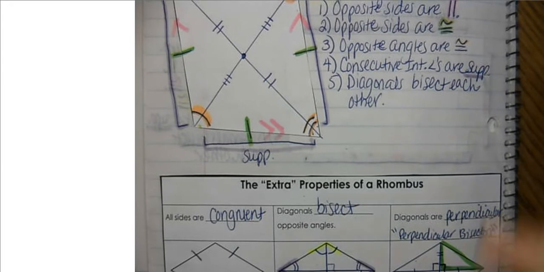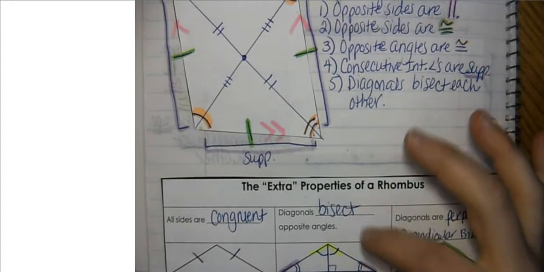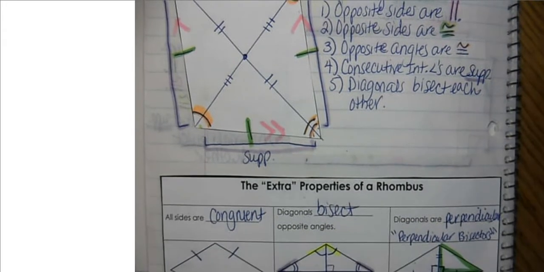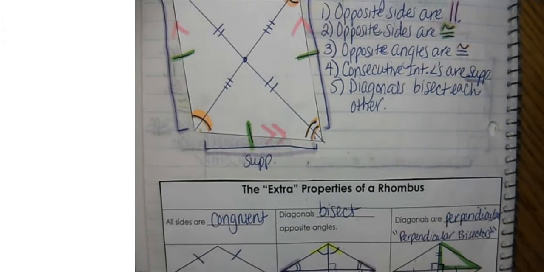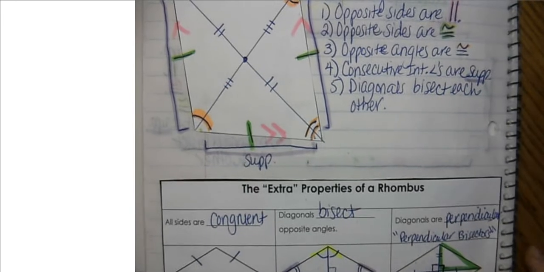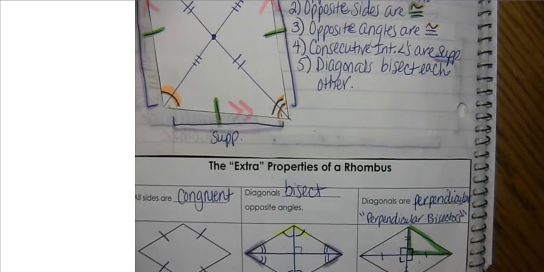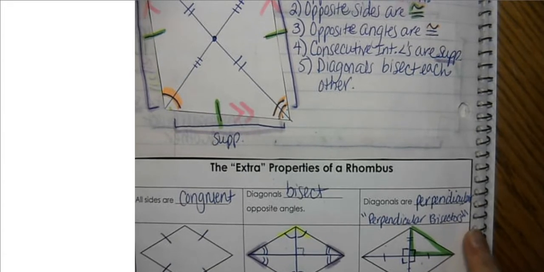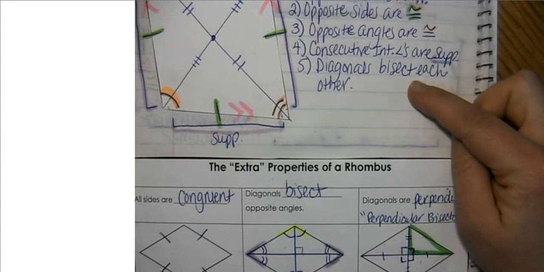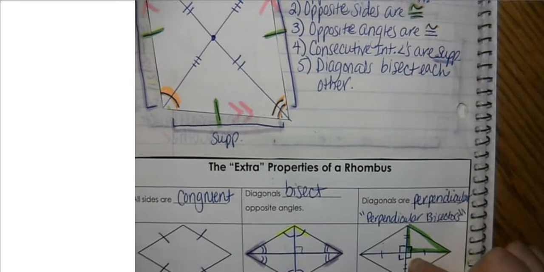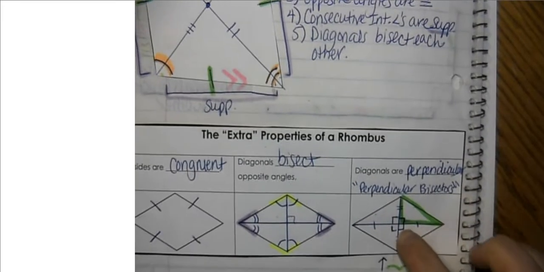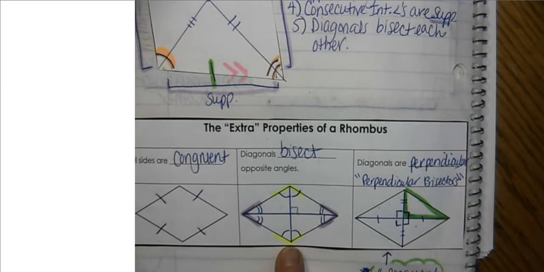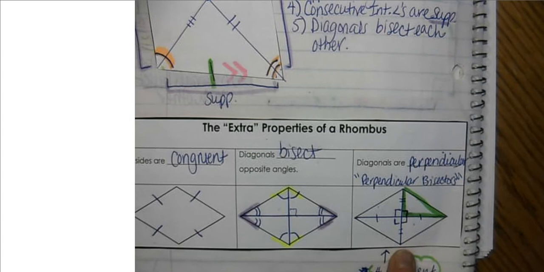What's really cool about the properties of a rhombus is that the diagonals will bisect the opposite angles. So it'll cut your opposite angles in half. The other thing that's really cool is that the diagonals are perpendicular. So we call the diagonals perpendicular bisectors. That's because not only do they bisect each other, they bisect and create a right angle. So we have diagonals bisect opposite angles, they bisect each other, and they're perpendicular.